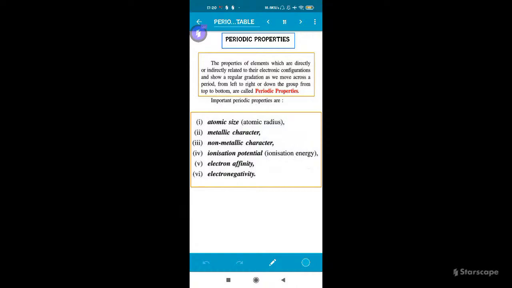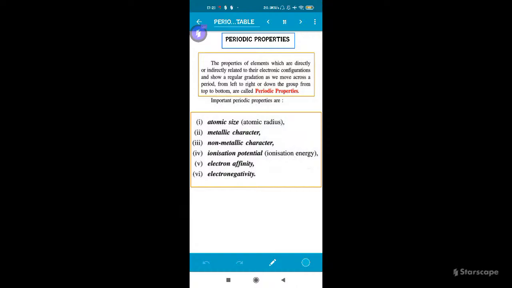Those properties are known as periodic properties. And this phenomenon of gradual change in the properties, and also sometimes similarity in the properties, is known as periodicity. We have learned it yesterday, and one more important thing which we are going to learn today is that as we move down the group, that means from top to bottom in a particular group, these periodic properties will show a variation.